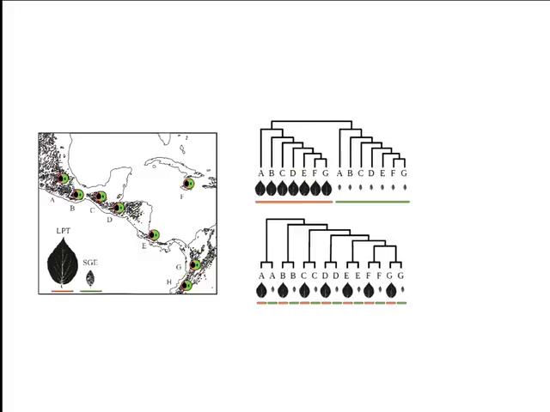But you could imagine alternative scenarios, the other extreme being in situ divergence in each of these regions into these 2 different types, or some intermediate of the 2. And the chloroplast data just really couldn't provide any information about what was going on.